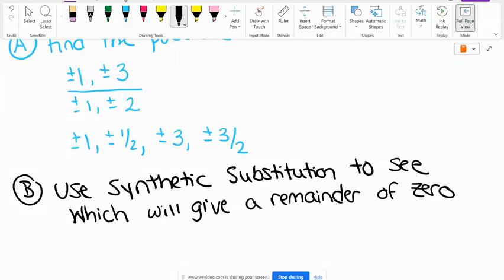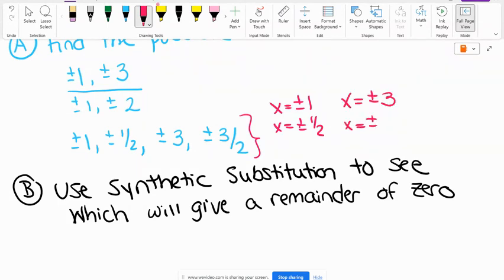So now remember, guys, this is already in the format as x equals, right? X equals plus or minus 1. X equals plus or minus a half. X equals plus or minus 3. X equals plus or minus 3 halves. So we're not changing the sign. Because normally when we're doing synthetic division, if the factor was x minus 1, we'd say, okay, well, x equals 1, right? Well, this is already x equals format. So we're not changing the sign. We're just going to plug it right in.